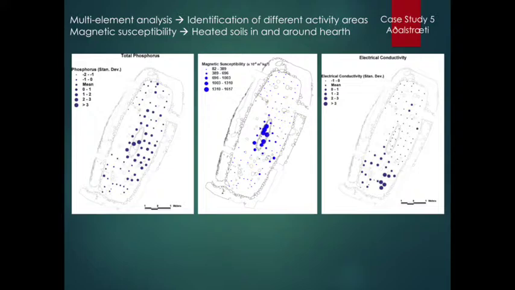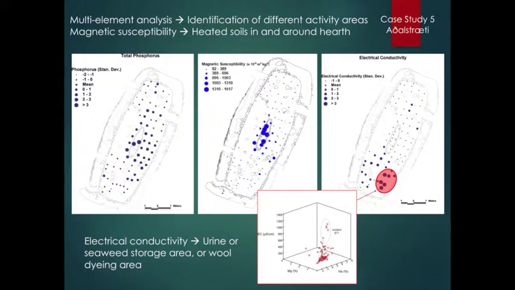So it turned out that this was probably related to soluble salt input into the soil, most probably from urine, but possibly also some kind of seaweed use. But personally, I think this was an area where there are some barrels where they were probably storing urine, which was commonly used for cleaning wool.